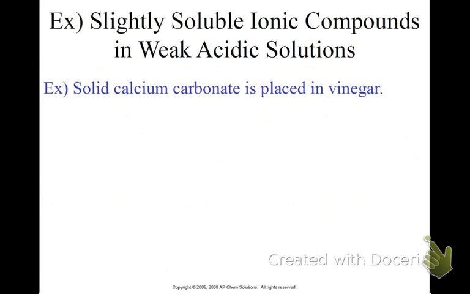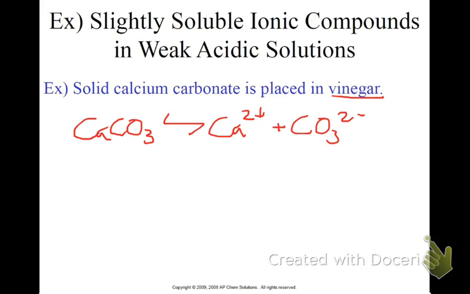All right, let's look at an example. Solid calcium carbonate is placed in vinegar. So vinegar, hopefully you guys recognize by now, is acetic acid. Anytime you see vinegar, that's acetic acid. You should know what the acetate ion looks like, and you should know that acetic acid would just be the acetate with an H. So solid calcium carbonate, and calcium carbonate we've already said is not very soluble. But the little bit that does ionize would be Ca2+ and CO3 2-.